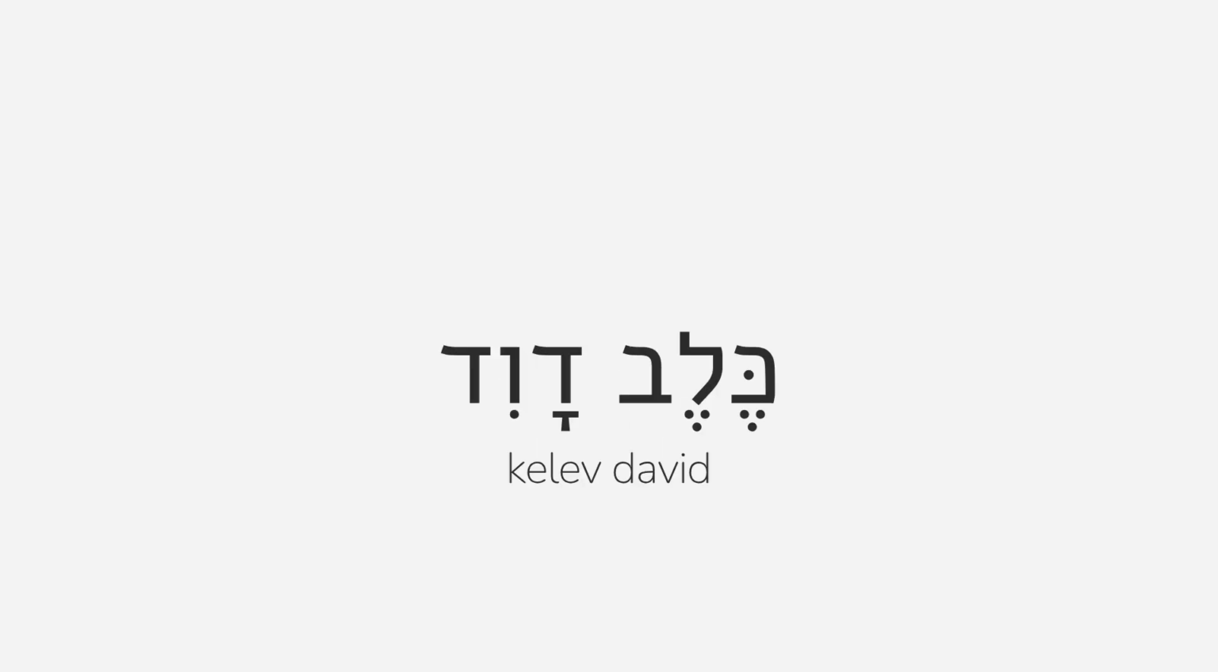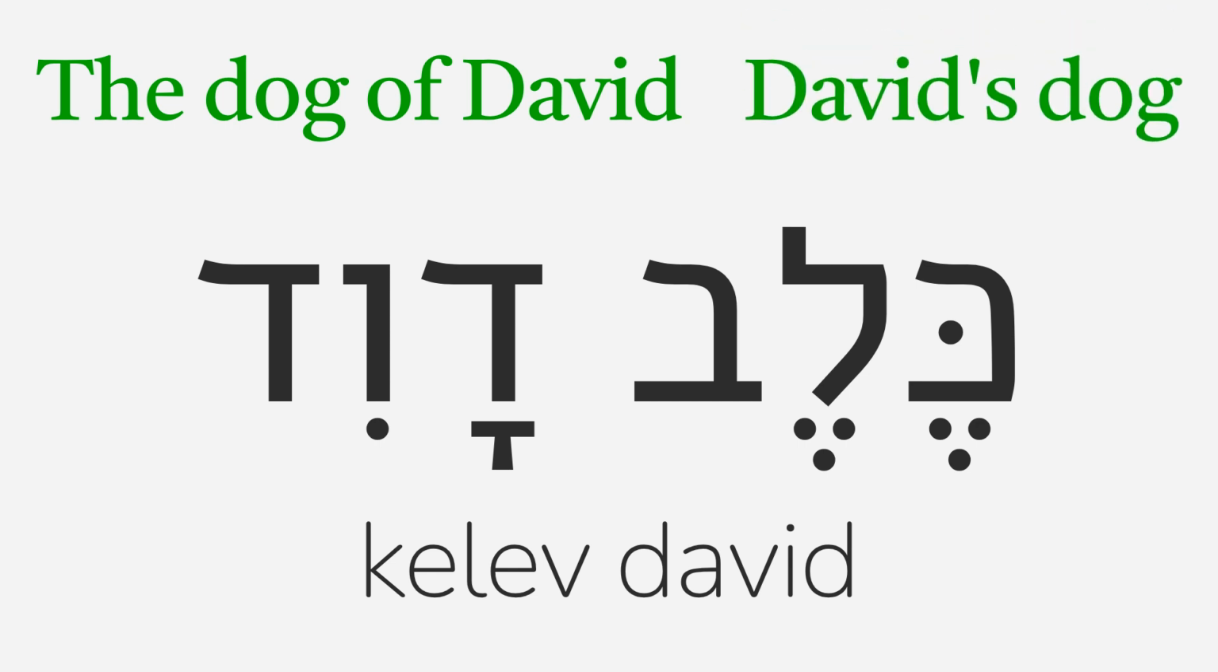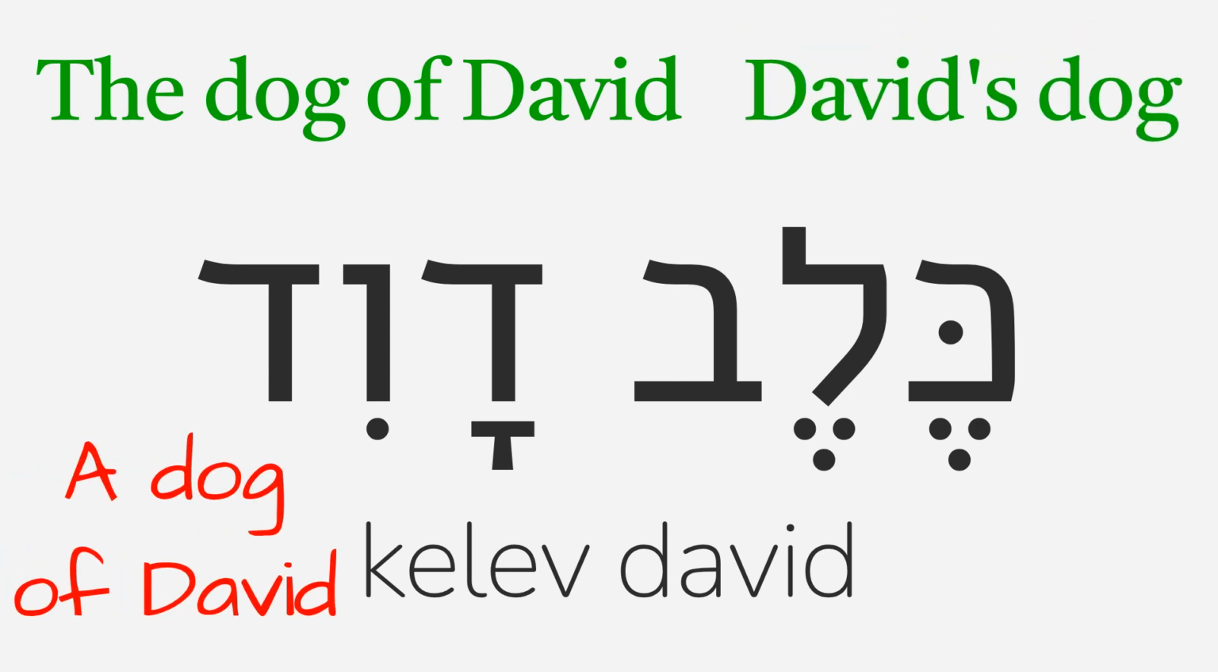Names are also definite, so if the last noun in a construct phrase like this is a name, that whole phrase will also be definite. For example, Kelev David means the dog of David or David's dog. Kelev David does not mean a dog of David.